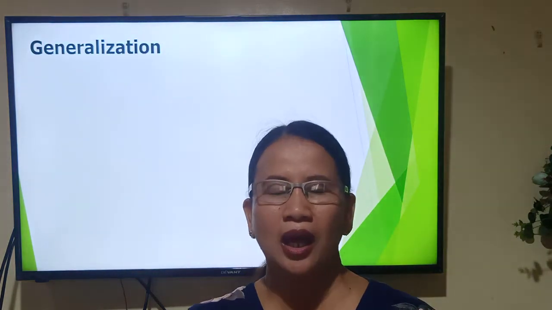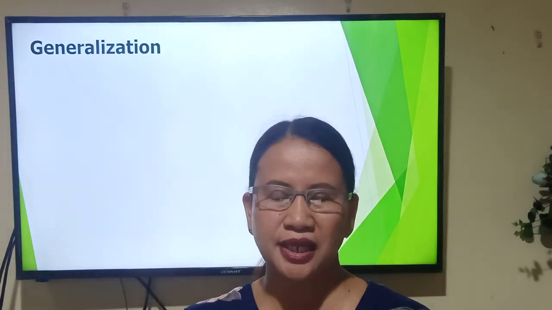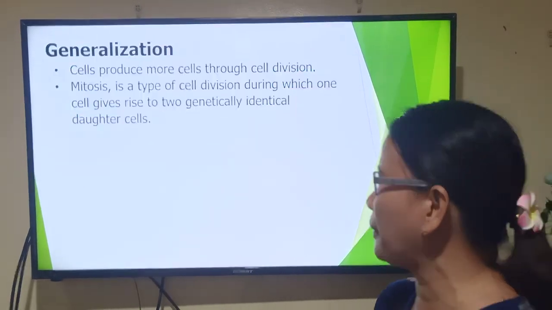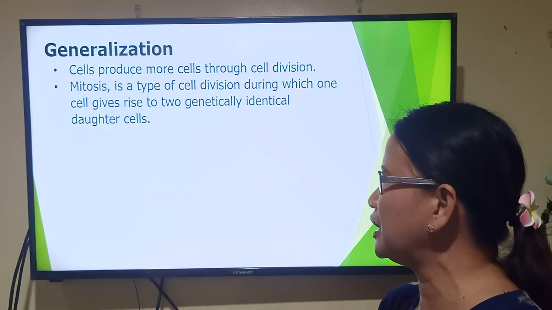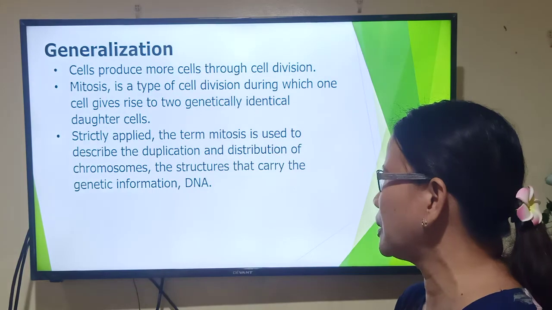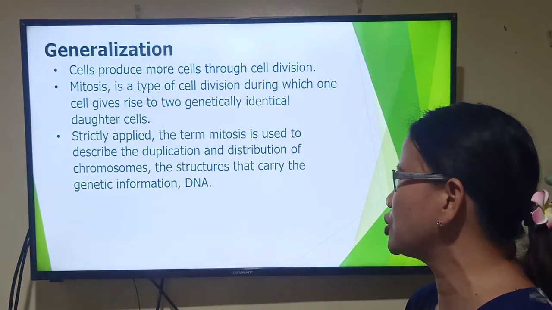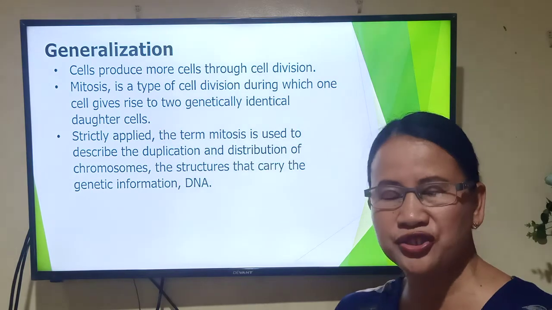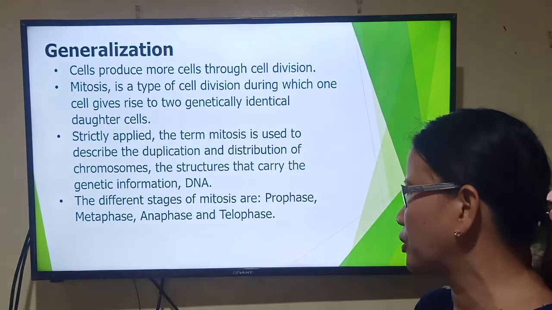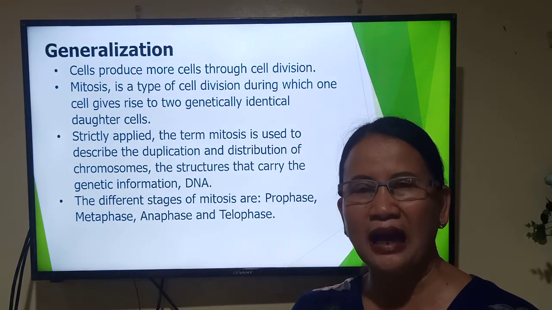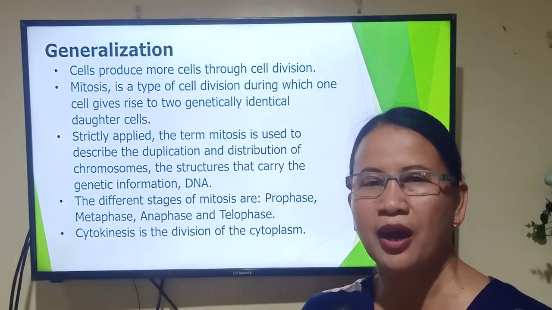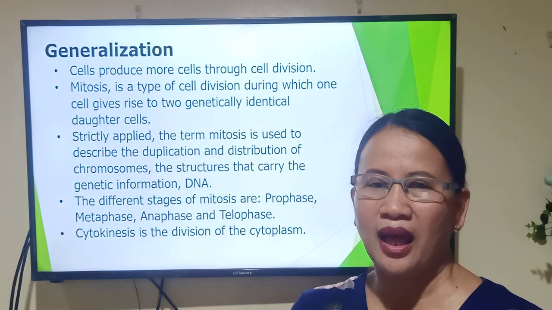From our lesson for today, we can draw the following generalization or conclusion. Cells produce more cells through cell division. Mitosis is a type of cell division during which one cell gives rise to two genetically identical daughter cells. Strictly speaking, the term mitosis is used to describe the duplication and distribution of chromosomes, the structures that carry the genetic information known as the DNA. And the different phases of mitosis are prophase, metaphase, anaphase, and telophase, which is followed by the cytokinesis, or the division of the cytoplasm, which is different in the animal cell and the plant cell.